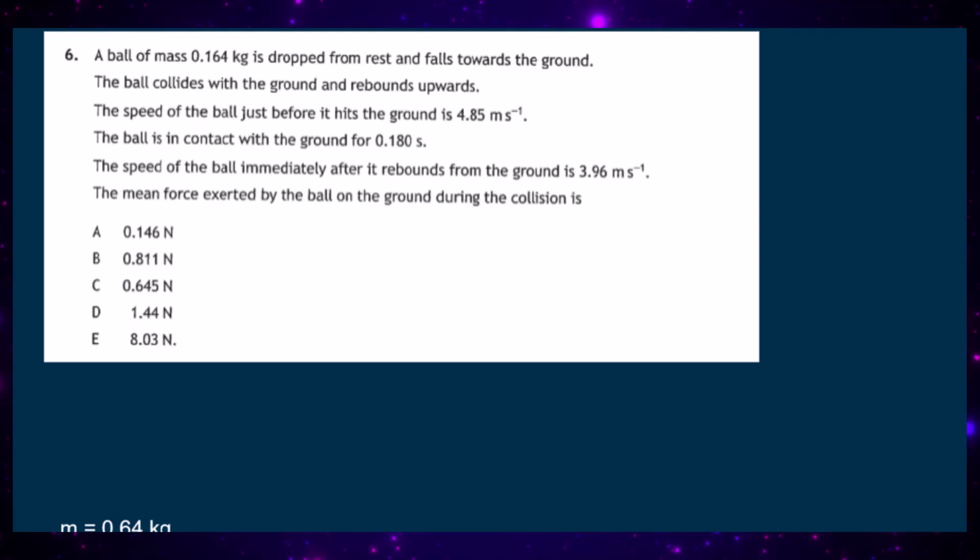The speed of the ball immediately after it rebounds from the ground is 3.96 metres per second, and we've got to calculate the mean force exerted by the ball on the ground during the collision. And we're given those 5 responses.